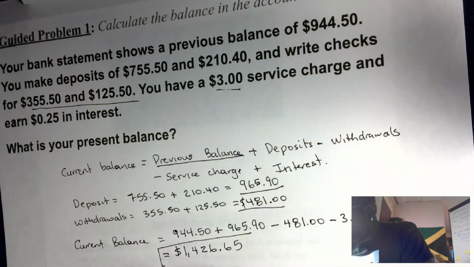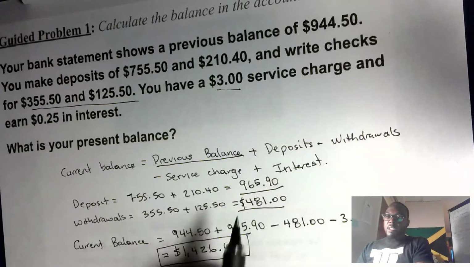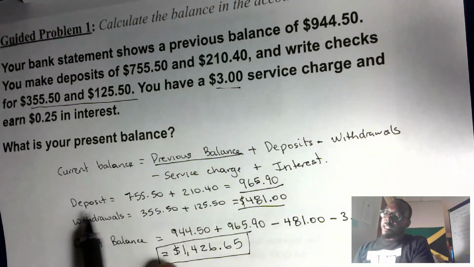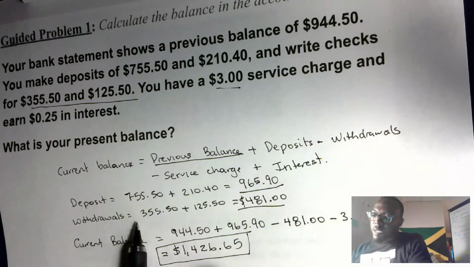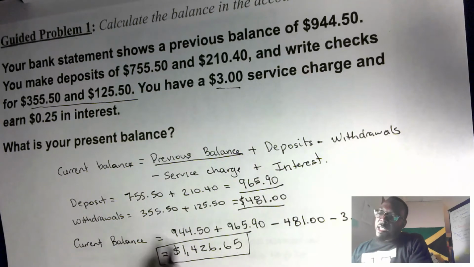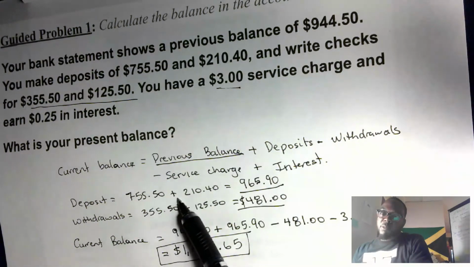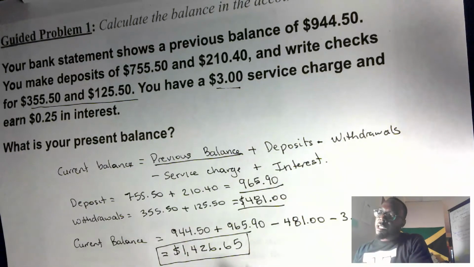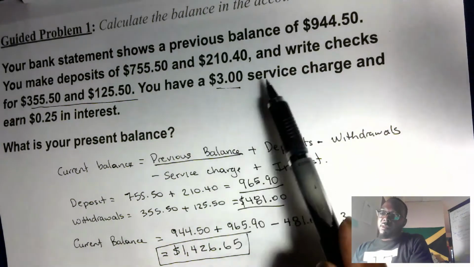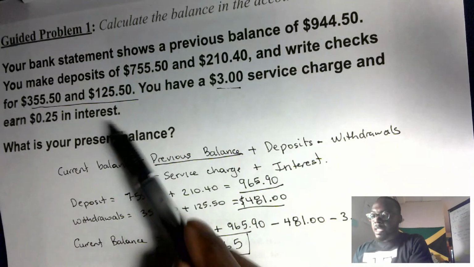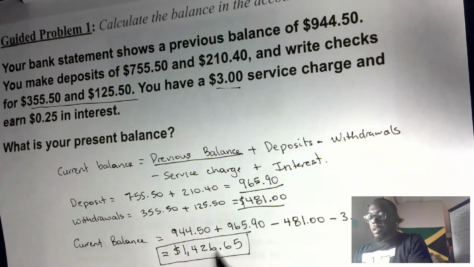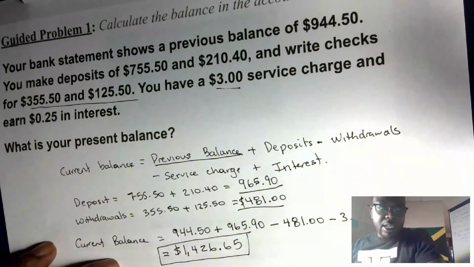And that's my answer. What I did was find my total deposit and my total withdrawal, and then it was easier to come back and say it was my previous balance plus my deposit, minus my withdrawals, minus whatever service charge, if there's a service charge, plus my interest to get my current balance. Let's look at the second example.